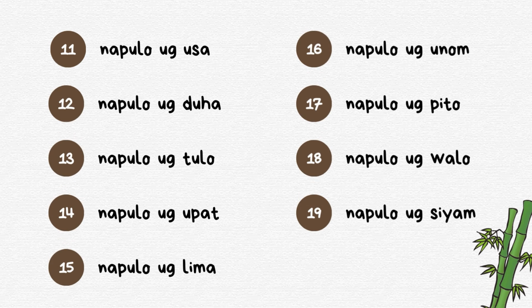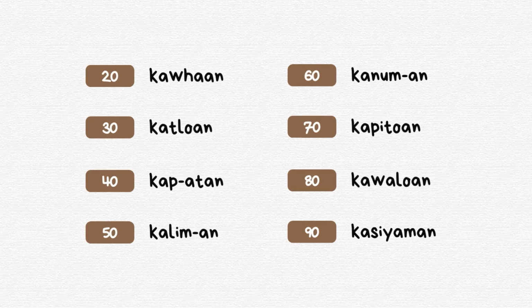Napulog duha, napulo og tulo, napulo og upat, napulo og lima, napulo og unom, napulo og pito, napulo og walo, napulo og siyam. And for 20, it's kauhaan. 30 is katluan, 40 is kapatan, 50 is kaliman, 60 is kanuman, 70 is kapituan, 80 is kawaluan, and 90 is kasyaman.